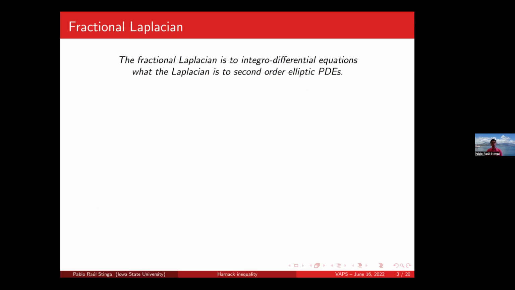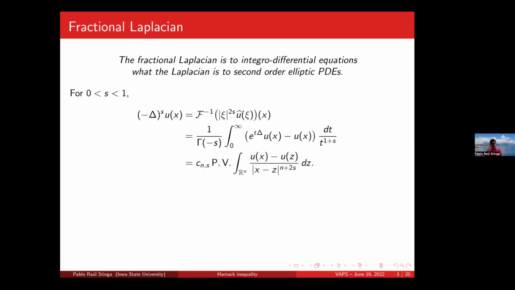So what is the basic non-local operator? It is the fractional Laplacian, right? So the fractional Laplacian is to these integral differential equations what the Laplacian is to second order PDEs. So the fractional Laplacian, right, is defined for s between 0 and 1. Using the Fourier transform, you take the Fourier transform of u, multiply by the Fourier multiplier of the Laplacian, which is xi squared raised to the power s, and then you invert back, right? And then we know that it is given also by this integral differential formula, right?